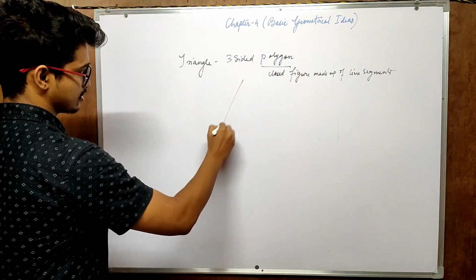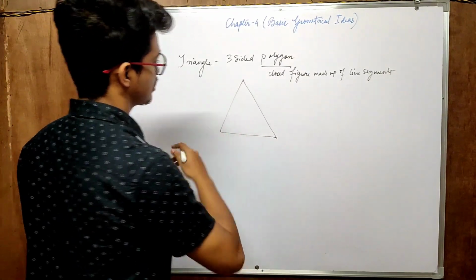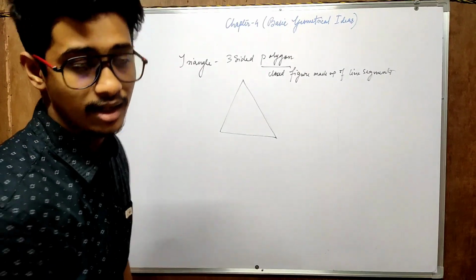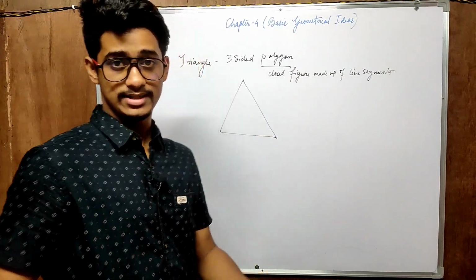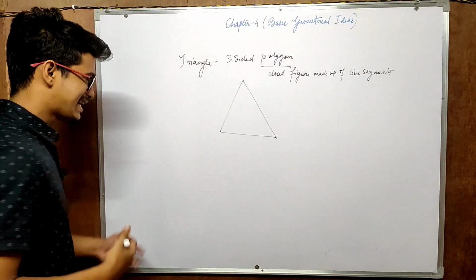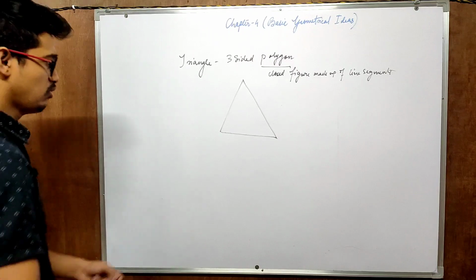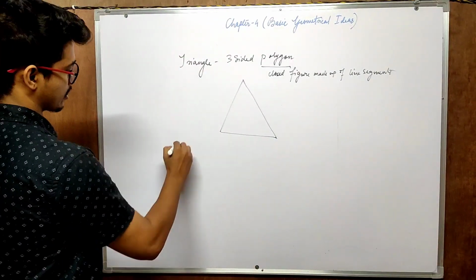So the first line, second line and third line. If I connect all these three line segments, it is nothing but called a triangle, right? Now after getting to know the definition of triangle, one more concept which is required is the interior and exterior of a triangle.